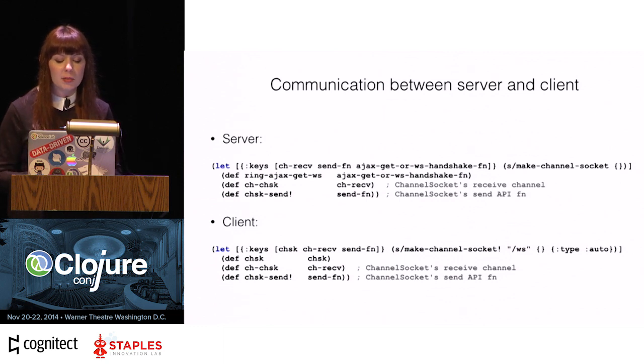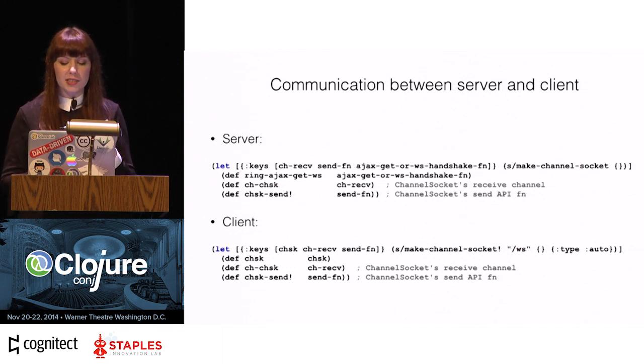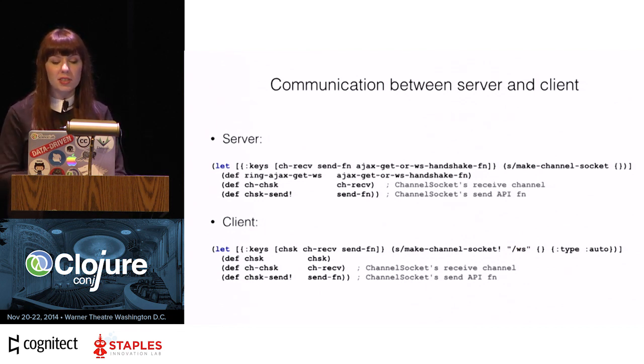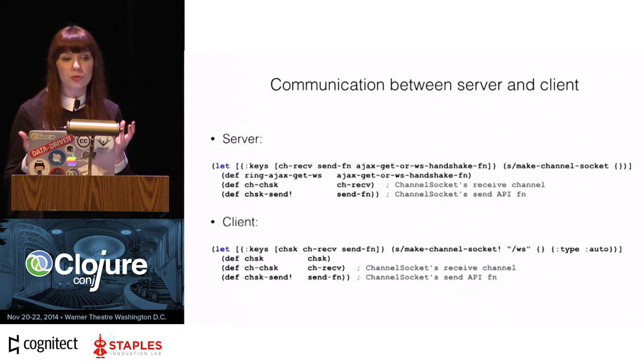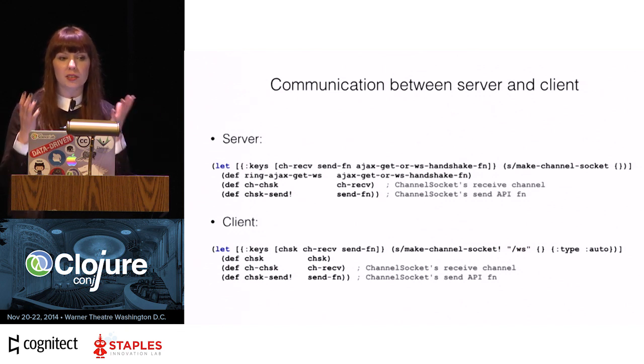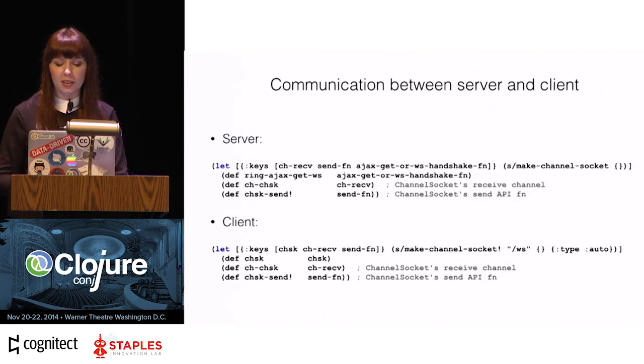And here's a bit of a setup that we need to make in both the server and the client to make the communication possible. This creates a channel socket. Clients can use the channel socket's send API function to send messages to the server. And the server can likewise send events to the client using the same API. So this hides all the messy setup. This is what you need to actually create the communication between your server and the client.